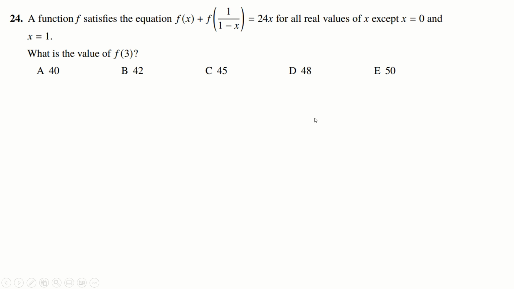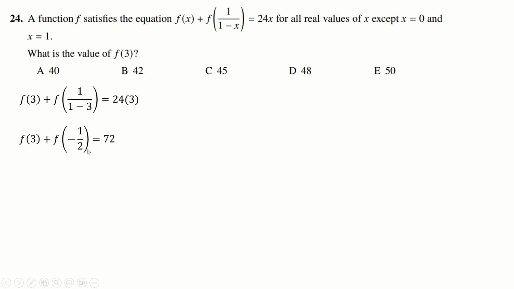I really like questions like 24. I just love function questions. I think they're great. The obvious thing to do here is to put in 3 into the function to get f of 3 plus f of 1 over 1 minus 3 equals 24 times 3. Now, this is minus a half, so you think, well, that wasn't very helpful.